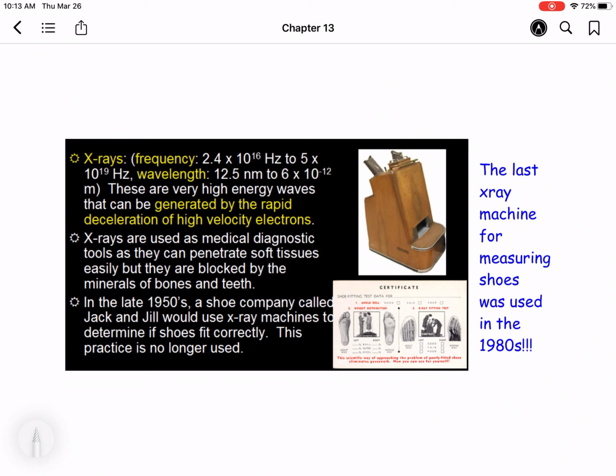So they're high energy waves that can be generated by the rapid deceleration of high velocity electrons. So basically, an X-ray machine creates high velocity electrons, and then it slows them down very quickly. And when it slows them down very quickly, it's going to give us this X-ray. They can go through soft tissue. They're blocked by minerals and bones. So they can go through the soft tissue, which is nice because we can see through the skin. We can see if something's broken.